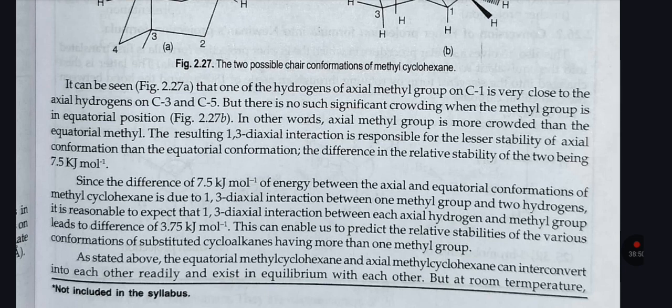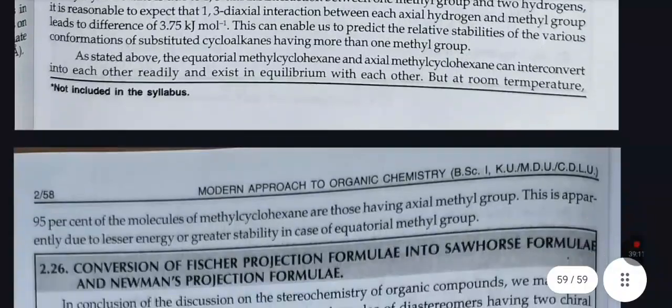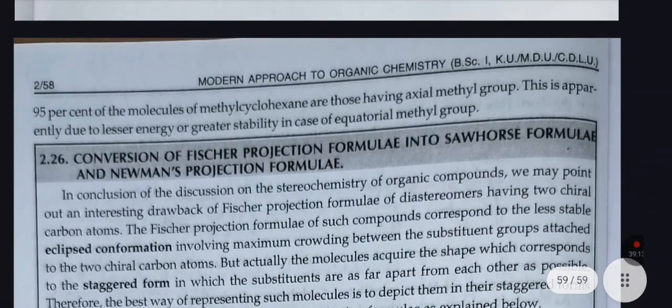As stated above, equatorial methylcyclohexane and axial methylcyclohexane can interconvert readily and exist in equilibrium with each other, but at room temperature 95% of the molecules of methylcyclohexane are those having equatorial methyl groups. This is apparently due to less energy or greater stability in the case of the equatorial methyl group.